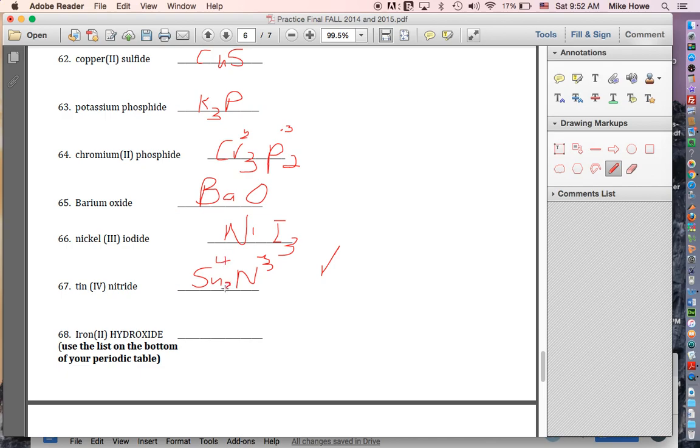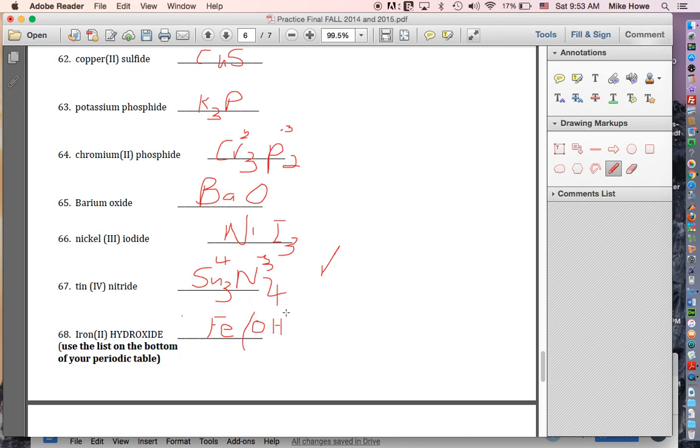Okay, multiply that by 3. And then multiply 3 by 4. So it's Sn3N4. Iron(II) hydroxide. This note is reminding you that that's a polyatomic ion. So Fe, Fe is +2. Hydroxide is OH, but OH is a polyatomic ion with a -1 charge. It's down at the bottom of your page on your periodic table.